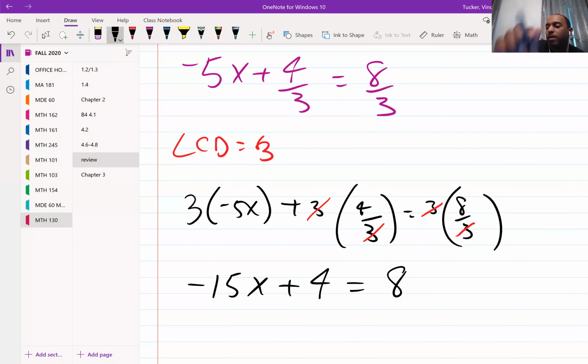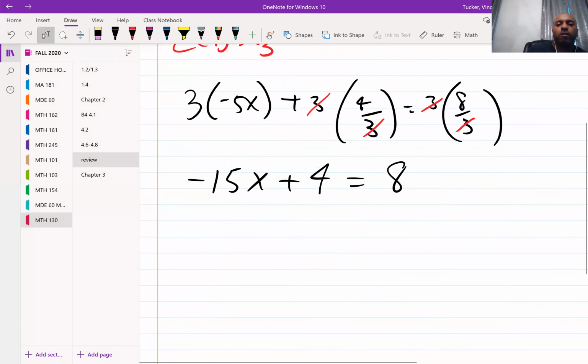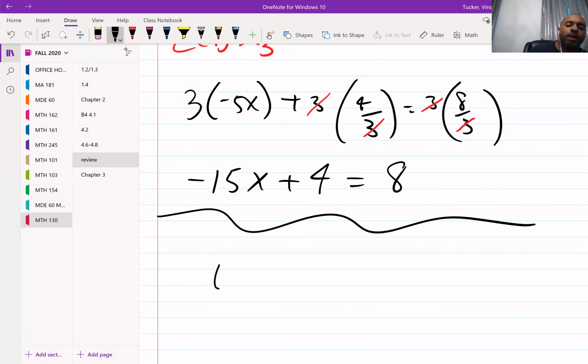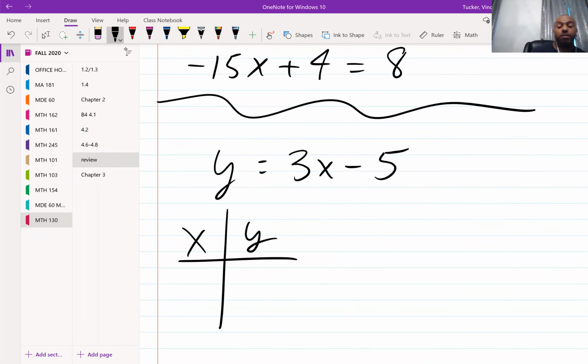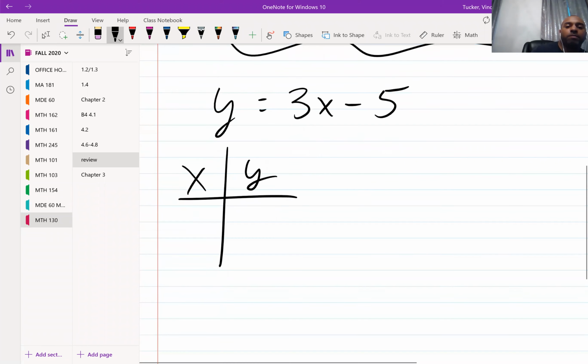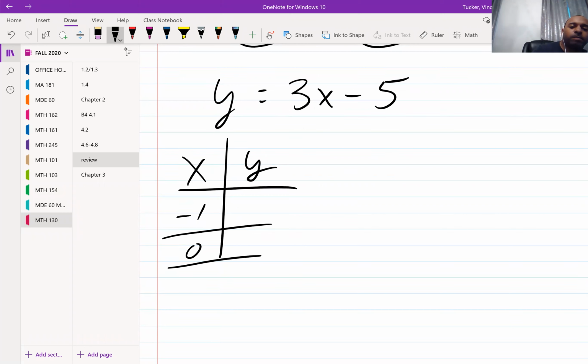Anybody else before we go any further? Everybody's okay with graphing? In other words, let's say I have y equal to 3x minus 5. One of the methods of graphing is to create an XY chart. You can choose your X values. It doesn't matter which X values you choose. Plug them in to find the corresponding Y value. So we'll plug in for X to get out Y.